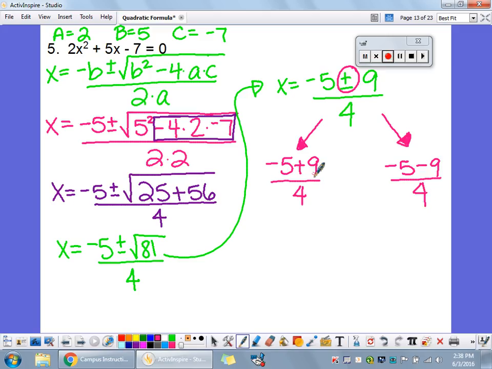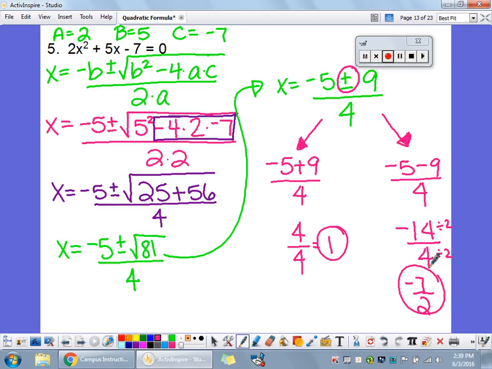So -5 plus 9 is positive 4 over 4, which is 1. So one of our answers is 1. And then over here we have -5 minus 9, which is -14 over 4. And this can both be reduced by 2. So -14 divided by 2 is -7, and 4 divided by 2 is 2. So there's our two answers.